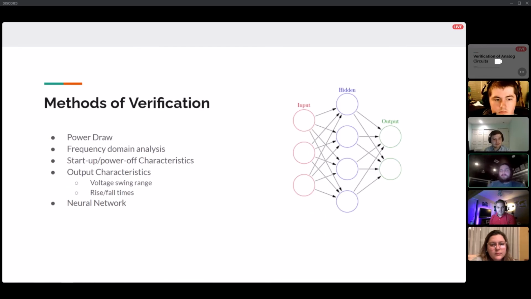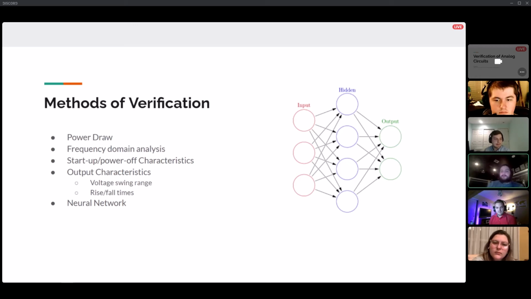Hi, my name is Josh. I'm working on the methods of verification to detect any accidental or Trojan-based changes in the circuits. The main thing we're going to be looking at is the power draw. That will detect if anyone has changed the power draw of the MOSFETs themselves, or even if they added some sort of sub-circuit or additional components, that could also affect the amount of power that's drawn.